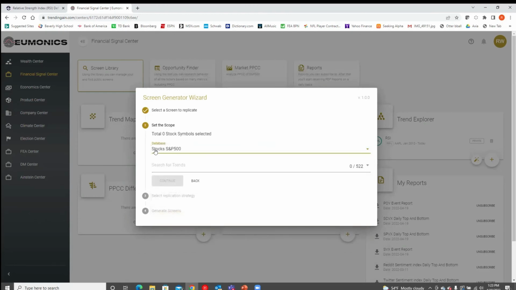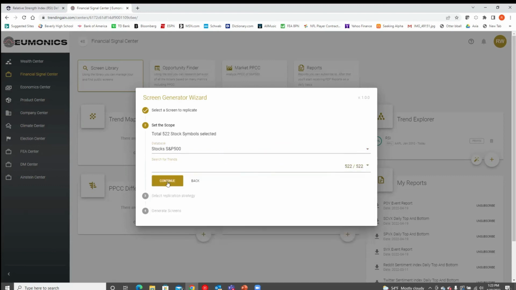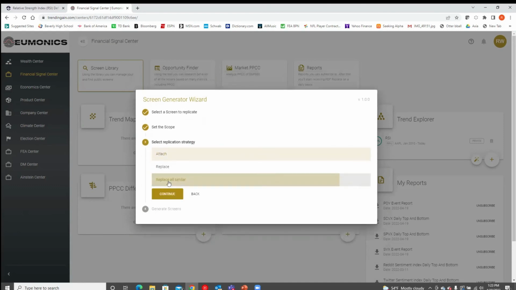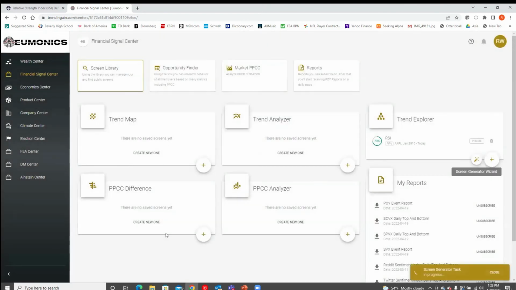Specifically, I'm going to apply it to every stock in the S&P 500. So I'm going to select every stock in the S&P 500, and off we go. What this is going to do is take that filter, or that screen, and apply it. There's actually more than 500 stocks in the S&P 500, if you weren't aware of that. There's 500 and some.